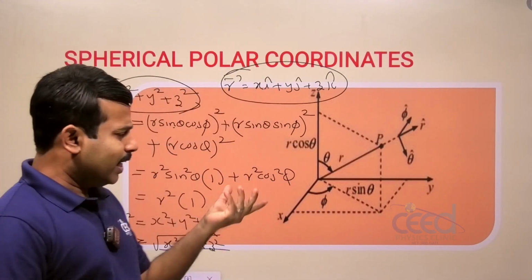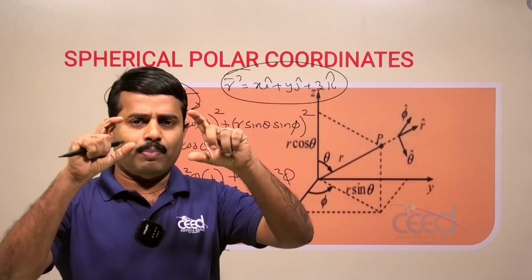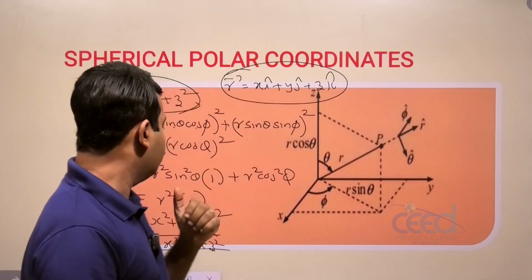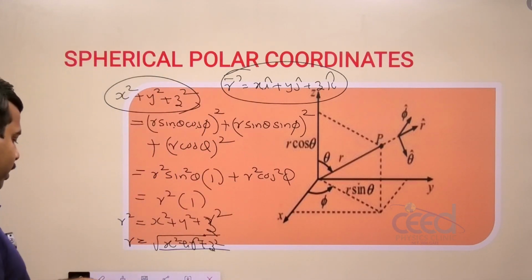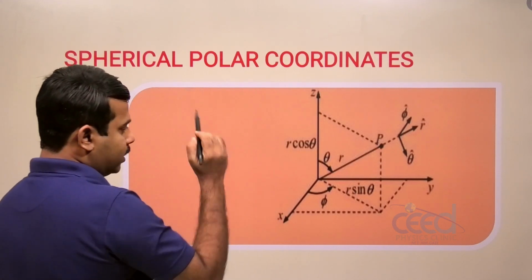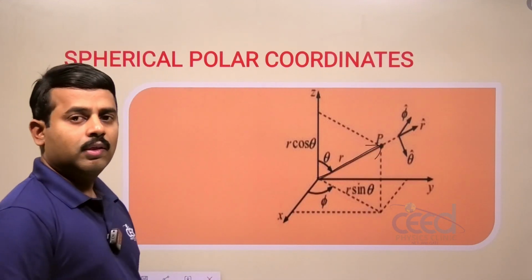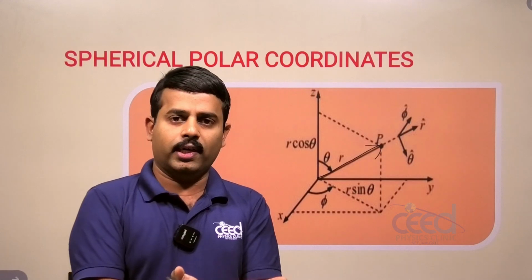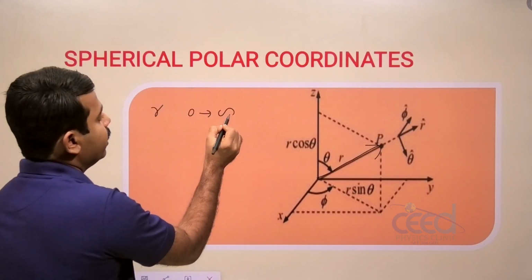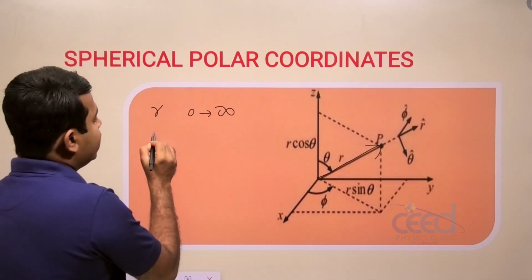So in the spherical polar coordinate system, to represent a point, we need 3 parameters: r, theta, phi. Now, how do these vary? That is also important. See, for a sphere, this r, you can choose any size of sphere, right? Then r may vary from 0 to infinity. Alright. Now what about the theta value?